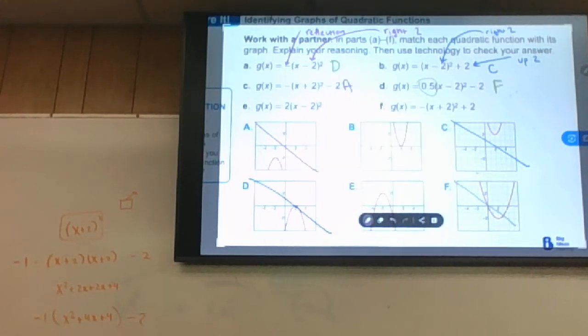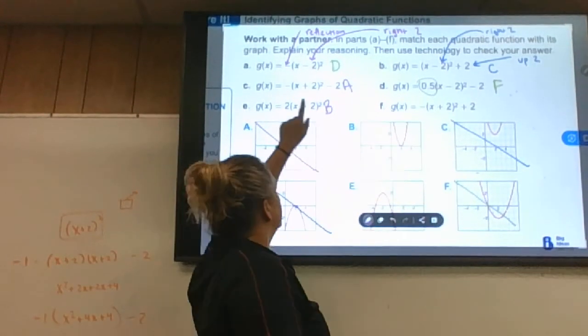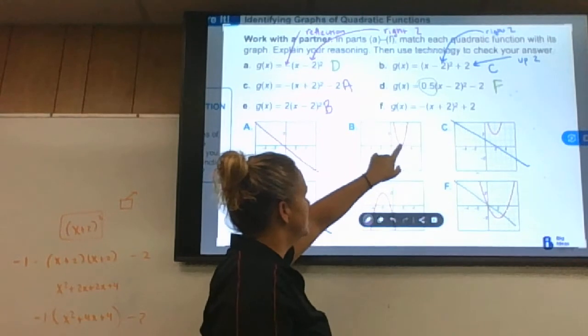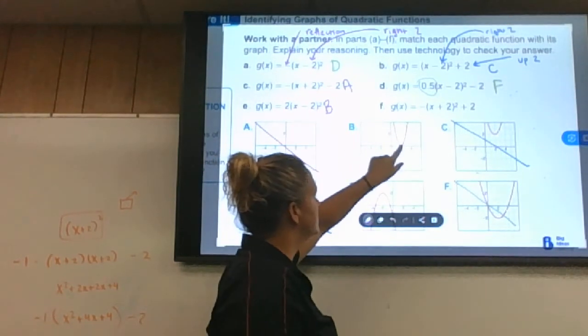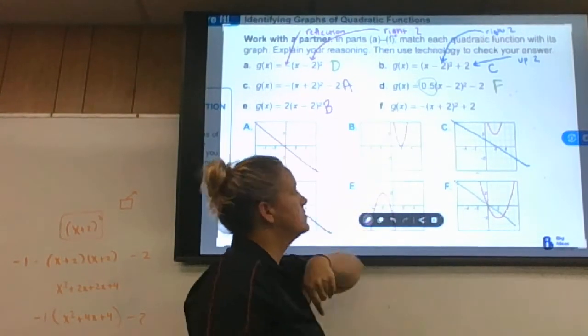Nathan, what'd you get for little letter E? Cadence, what'd you get for little letter E? Did you say B? I'm going to go with B. So I pick B because it's not negative, so it's not reflected, and it's right 2. And then our last one, F, is letter E.